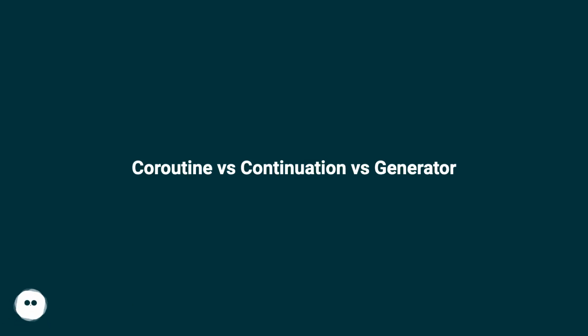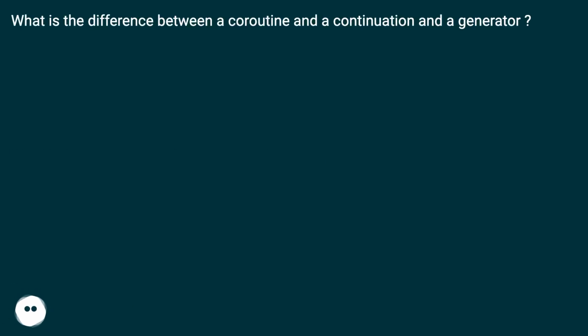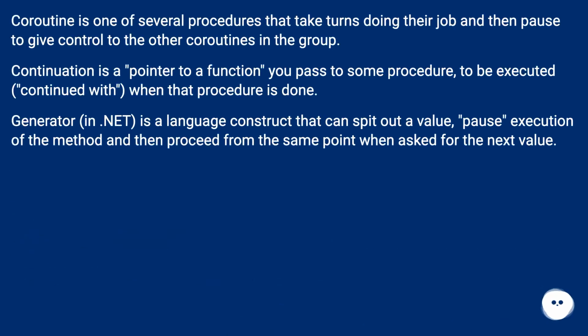Coroutine versus continuation versus generator. What is the difference between a coroutine and a continuation and a generator? A coroutine is one of several procedures that take turns doing their job and then pause to give control to the other coroutines in the group.